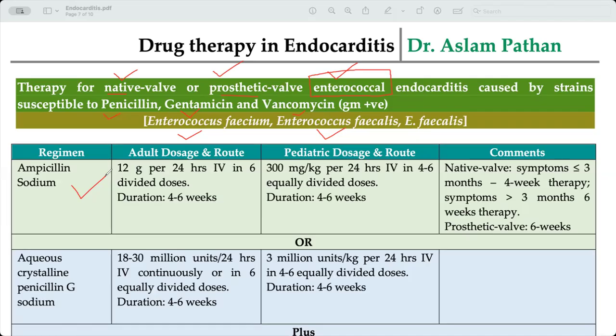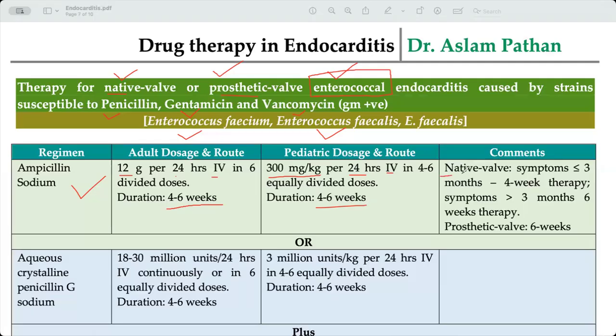Ampicillin sodium, the adult dose is 12 gram per 24 hours intravenous in 6 divided doses, and duration of therapy is 4 to 6 weeks. Pediatric dose of ampicillin is 300 milligram per kg per 24 hours intravenous in 4 to 6 equally divided doses, and duration of therapy is 4 to 6 weeks.